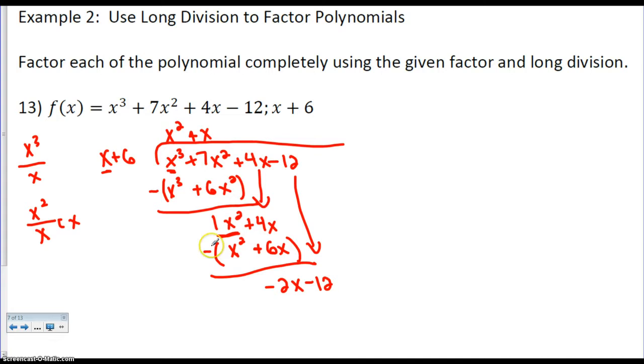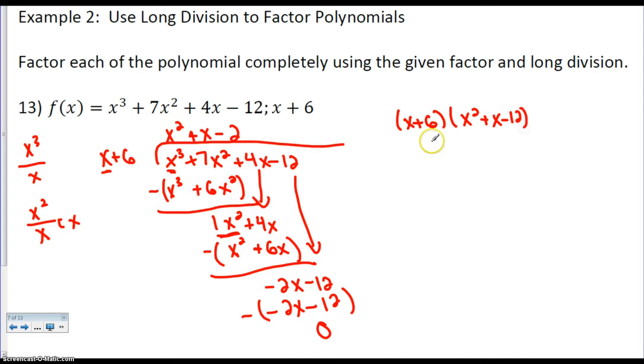Okay? So now I'm repeating the process. x times what gets me negative 2x? That would be a minus 2. Negative 2 times x is negative 2x, minus 12. And if I subtract all these, I get 0. So right now, I know that x plus 6 times x squared plus x minus 12, if I were to multiply these two quantities, I would get this.